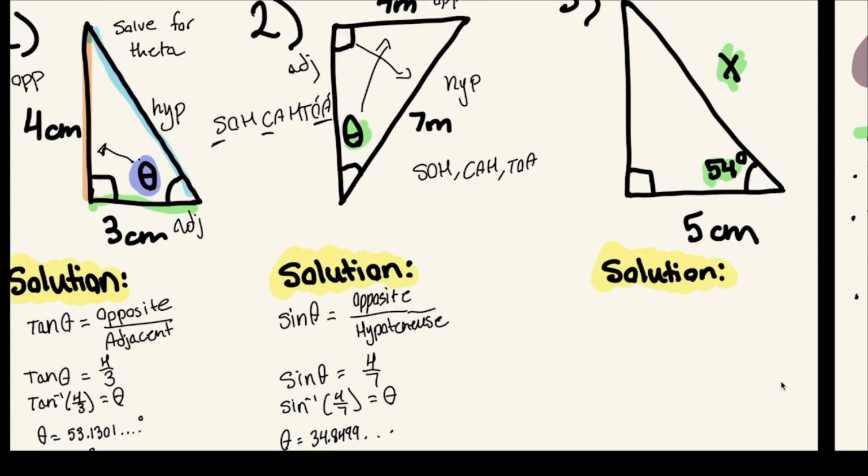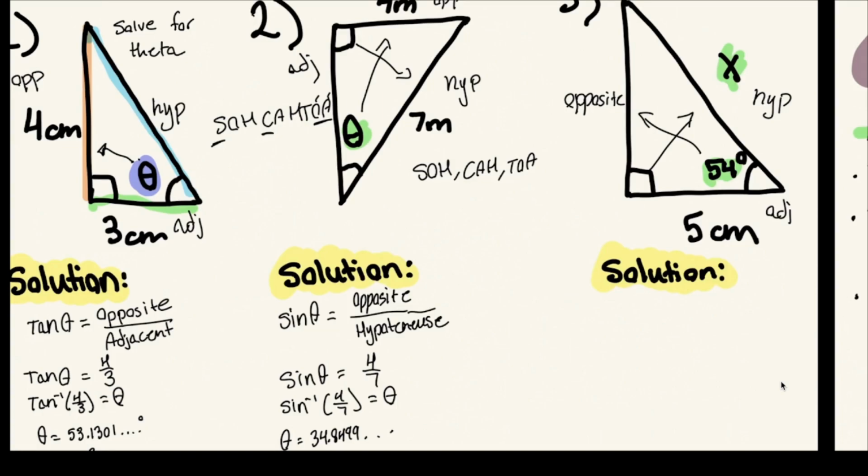Again, labeling the triangle would be very helpful to see what primary trigonometric ratio you will need to use. Opposite of the angle theta is the opposite side. And then anything opposite of the right angle is the hypotenuse. So x is the hypotenuse. And then we're left with the adjacent, as it's adjacent to the angle theta, or, well, not unknown angle, because 54 degrees, we're given it. So that's it, we labeled it.